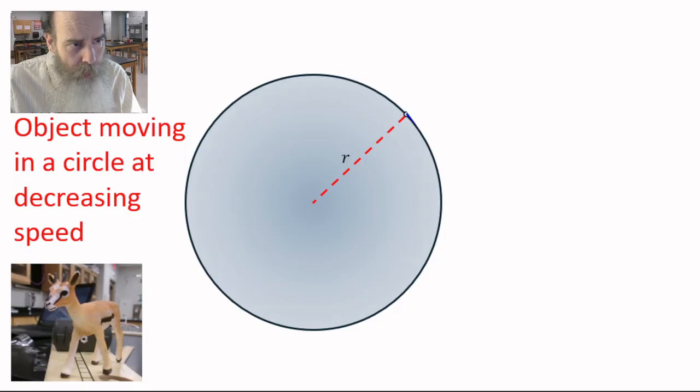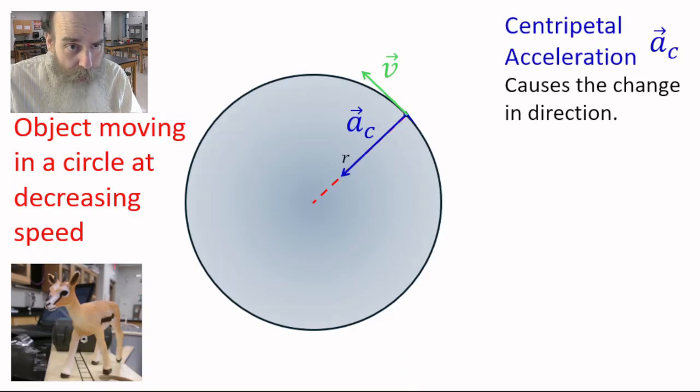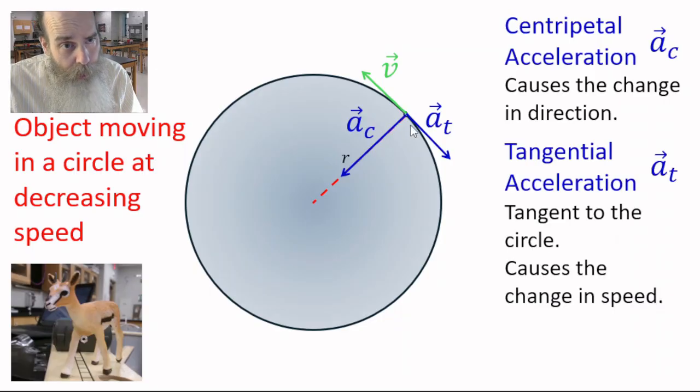Let's look at an object moving in a circle at decreasing speed. And let's see these two accelerations which we have just found. So here's the location of the object, and it's got a velocity v. Now, because it is moving in a circle, it is changing direction. So it has a centripetal acceleration directed towards the center of the circle, AC, as shown here. But it is also changing speed. So it has a tangential acceleration, which is tangent to the circle. And in this case, it is directed opposite to the direction of v because the object is slowing down.